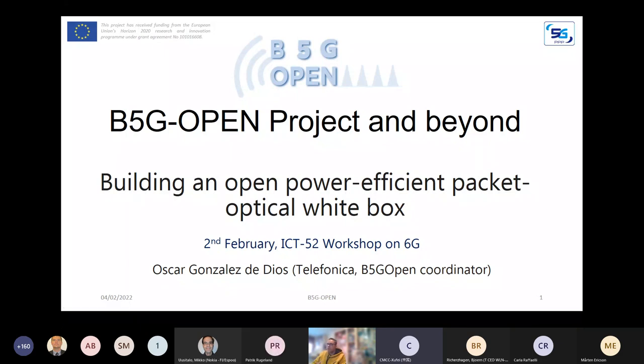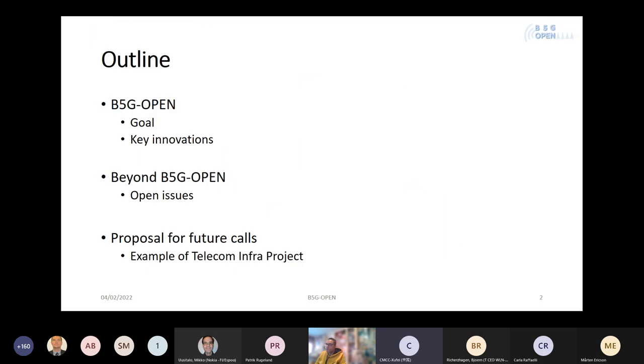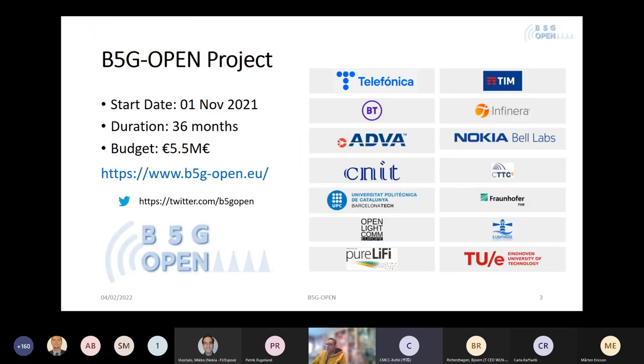So here I am going to talk to you a little bit about the B5G Open project and other initiatives around the concept of building open white boxes. In this particular case, we're more focused on power efficient optical white boxes, but I will give you a good hint of what we are going to do in the project. And I say what we are going to do because we have just started. So we started in November. So as you might guess, we are just at the very beginning.